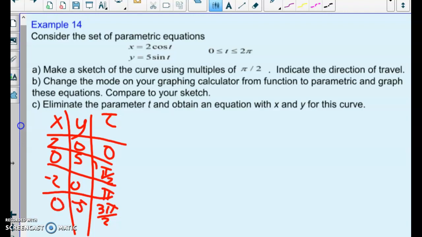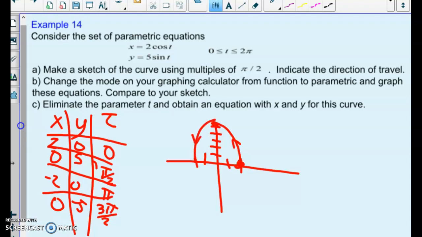So the moral of the story here is when I graph this, I get a starting point at (2, 0). I know where that value starts. And at pi over 2, 1, 2, 3, 4, 5, I'm there. I know that it started here and the motion went that way. Notice that I put the arrows in there so you can see which direction things are moving.